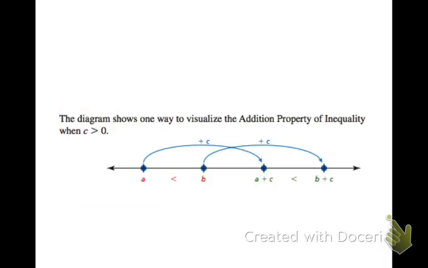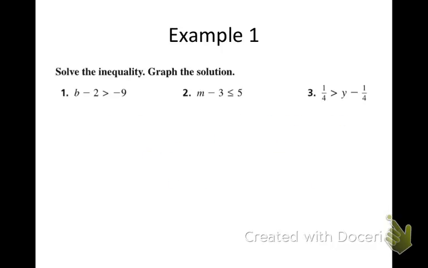Here's a visual diagram. It shows one way to visualize the addition property, so you can see how, if C is greater than 0, if both A and B are added to C, everything just shifts to the right on the number line, which makes the statement A plus C is still less than B plus C. So let's do a couple examples.